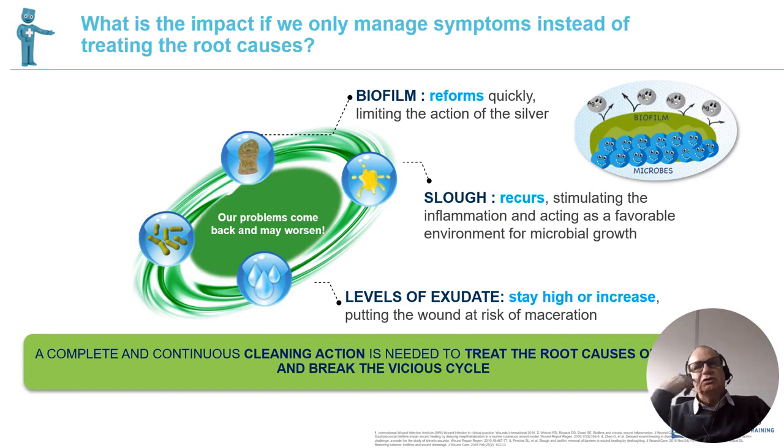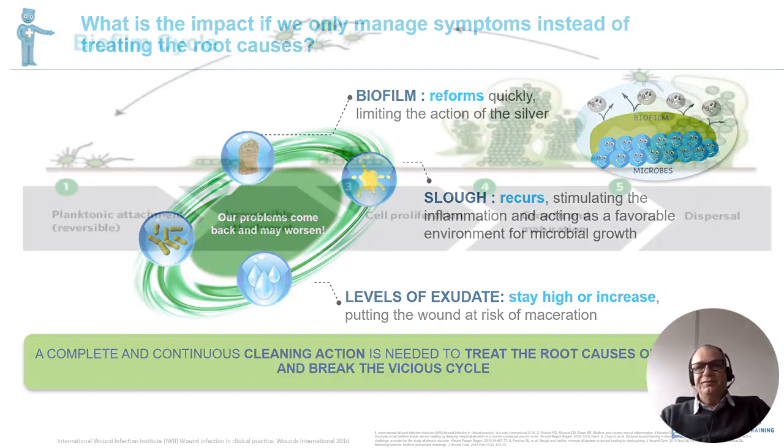One of the challenges with biofilms, as we'll see, is that they reform quite quickly. Slough can be recurrent, and we need to do those serial debridements. And if we have slough, if we have biofilm, the levels of exudate will still remain high or even increase. So what we need to do is break the cycle. And we will see that sometimes using just those serial debridements might not be enough.